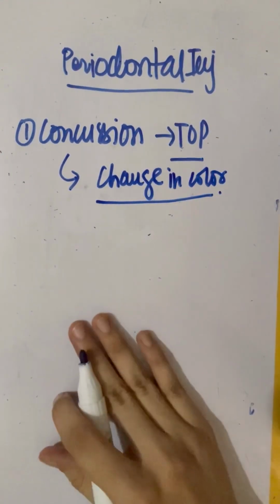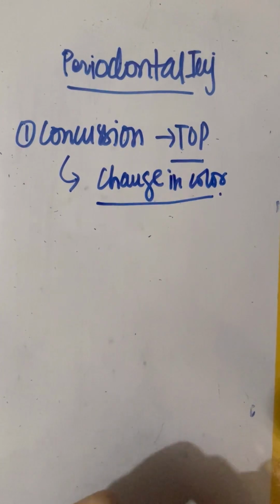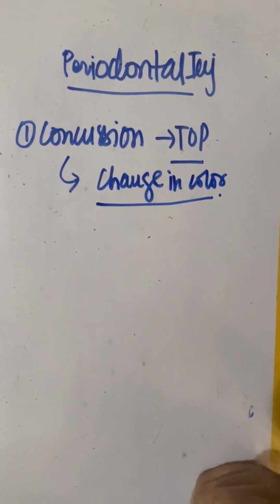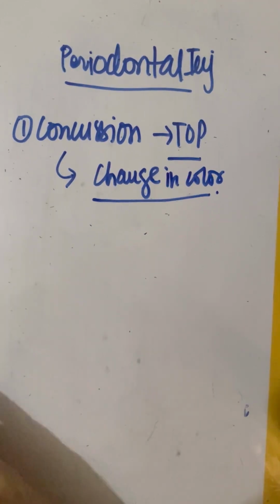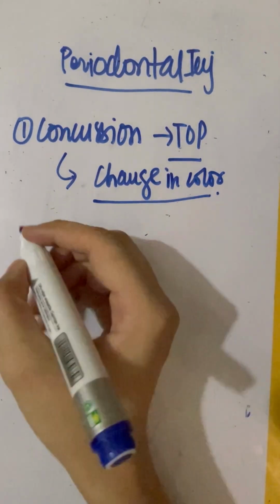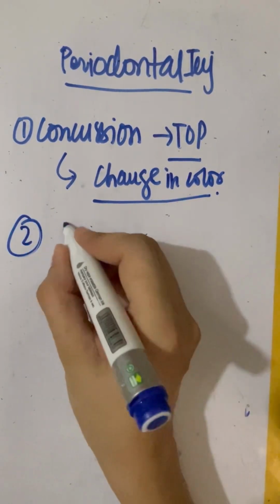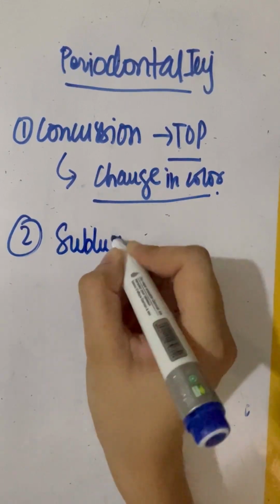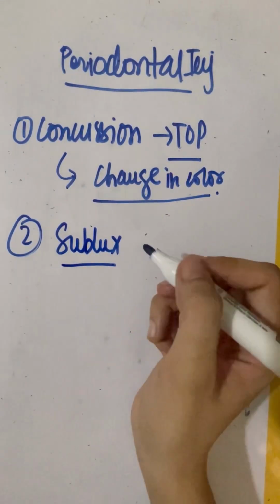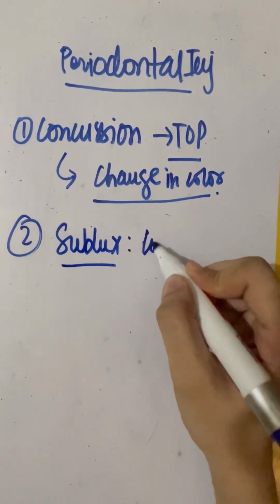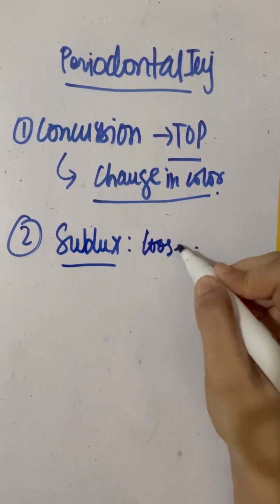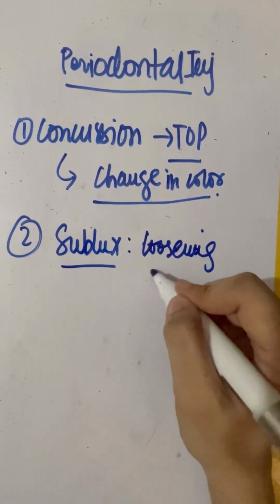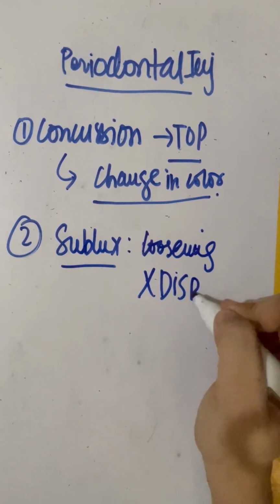Whenever there is discoloration, concussion is noticed. Till then, concussion undergoes unnoticed. Then the second type of injury is subluxation. What was subluxation? There will be only loosening, but no displacement.